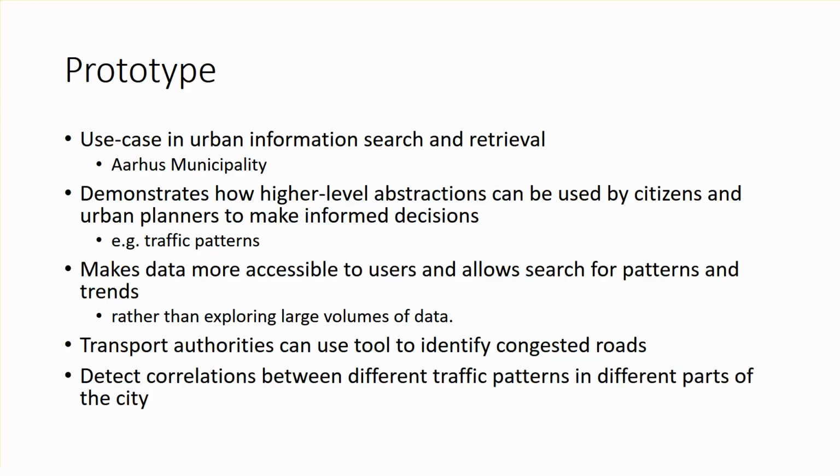With regards to the prototype, we demonstrate a use case for urban information search and retrieval with data from the municipality of Aarhus. It demonstrates how higher level abstractions can be used by citizens and urban planners to make informed decisions, for example, traffic patterns. It makes data more accessible to users and allows search for patterns and trends rather than exploring large volumes of data. It can enable transport authorities to use the tool to identify congested roads and to detect correlations between different traffic patterns in different parts of the city.